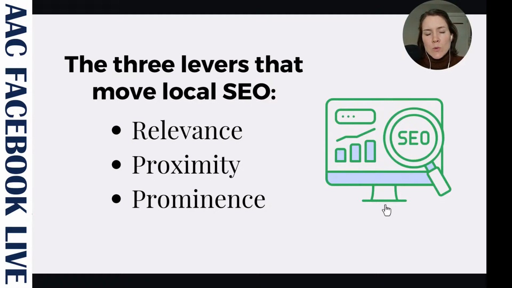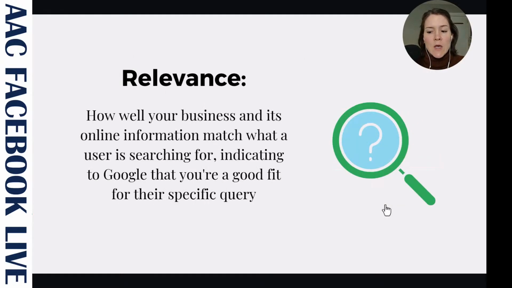And specifically when we're talking about local SEO, there's three things that have a huge impact. So they are relevance, proximity, and prominence. So let's talk about each of these briefly. So relevance is essentially how well does your business answer the question that someone put in to Google, right? How closely aligned is what you offer to the thing they are asking for, okay? Are you a good fit for this search query, right?